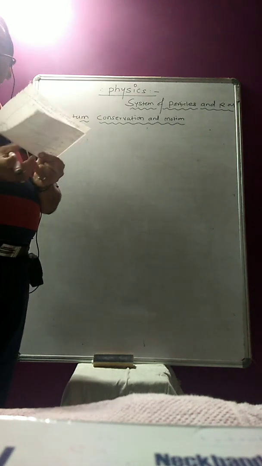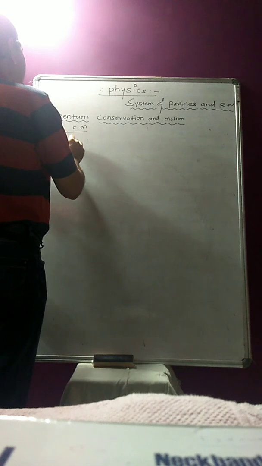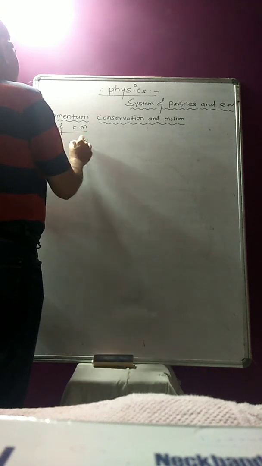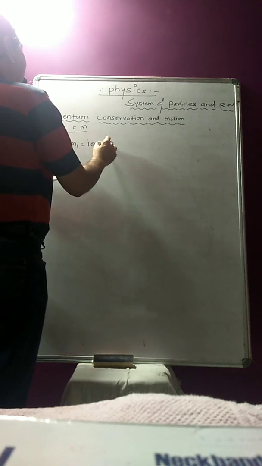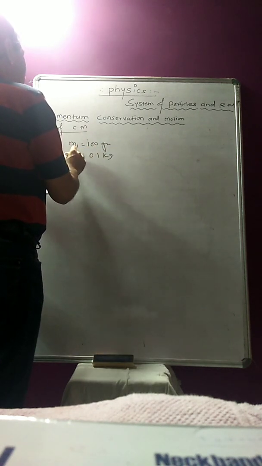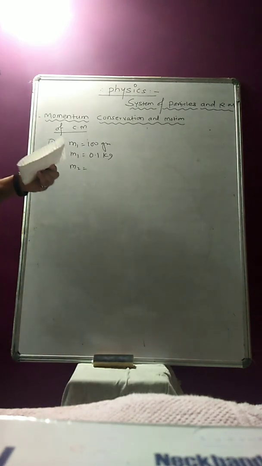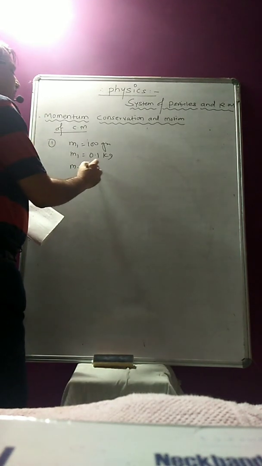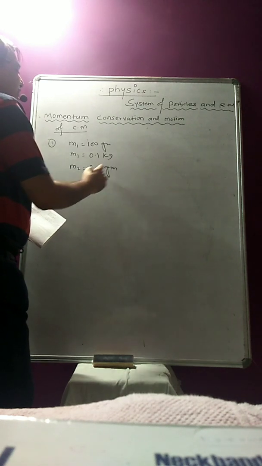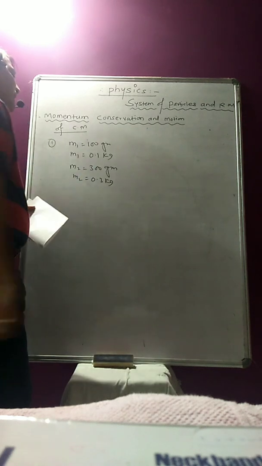The particles of masses 100 gram, first mass he has given, that is m1 is equal to 100 gram, means how much in kg? 0.1 kg, so that is the m1. m2 is equal to 300 gram, so that is equal to 0.3 kg. Okay, so that is the m2.